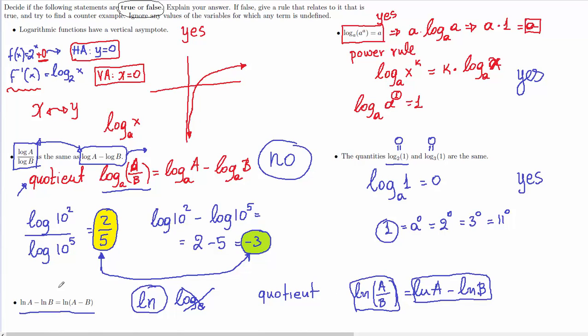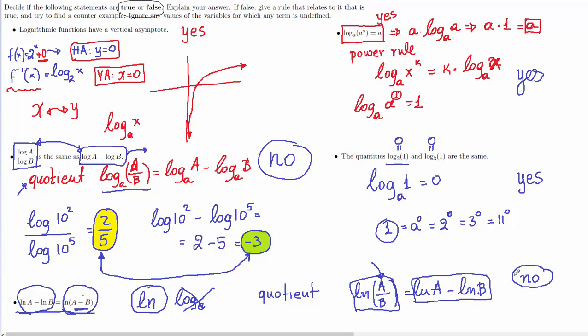Now look at what you have right here. You have the ln of a minus ln of b. But right here, we are asked if this is equal to ln of a minus b inside the argument. Well, look at this. Is this the same as this? No, it's not. So the answer for that is no. Now, how do I know that a minus b is not equal to a over b? What are the a's and the b's?